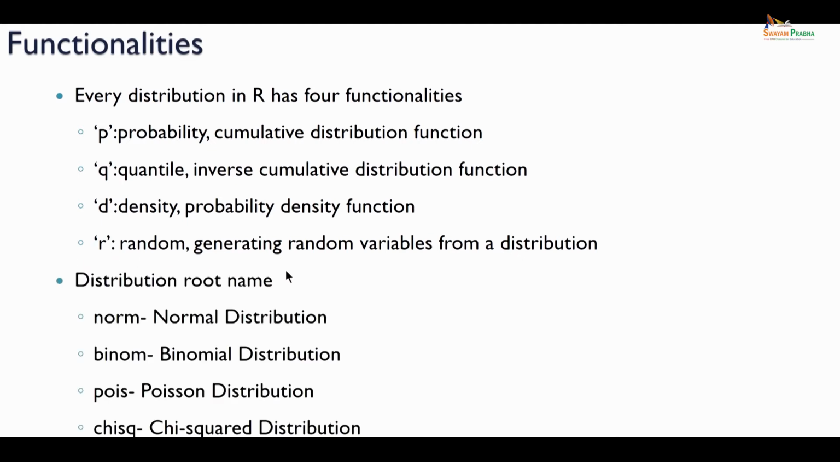So, the root name for each of the distribution is given here. You have norm for a normal distribution, binom for a binomial distribution, pois for a Poisson distribution, and chisq for a chi-square distribution. So, these are the commonly used distributions. There are others as well, and you can look into the help menu.